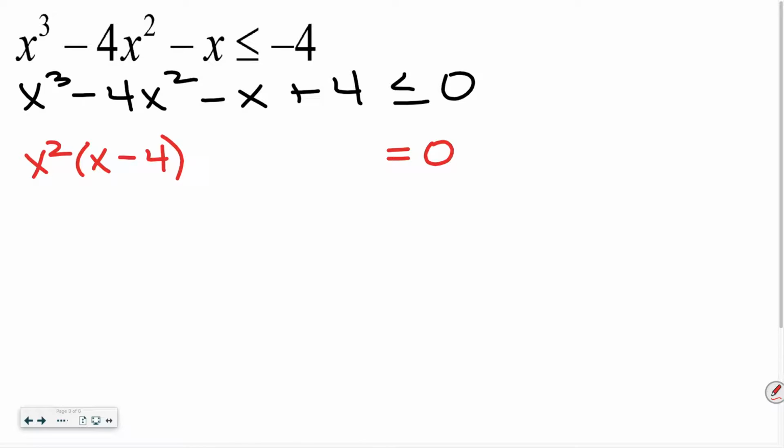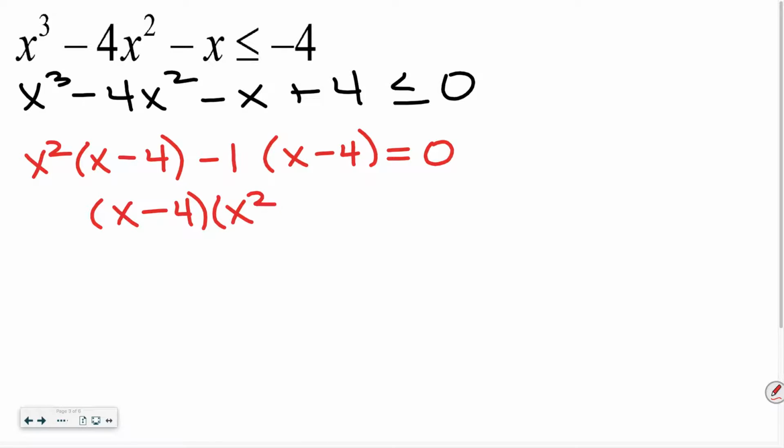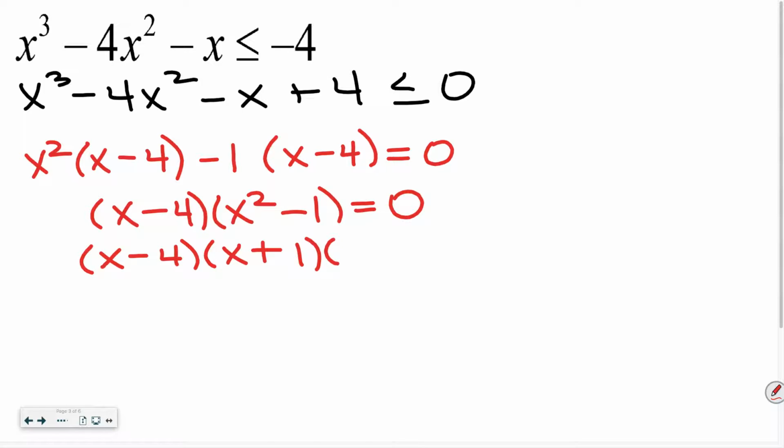Set equal to 0. So I'm going to factor an x squared out of the first two terms. Out of the second two terms, there's not really anything in common, but if we want x minus 4 right here, what would we need to factor out? We would need to factor out a negative 1. Okay, so x minus 4 is in common. Left over is x squared minus 1. And we know that x squared minus 1 can factor to x plus 1 and x minus 1.